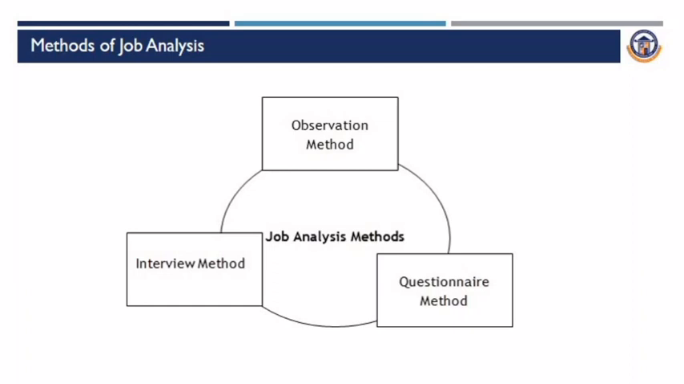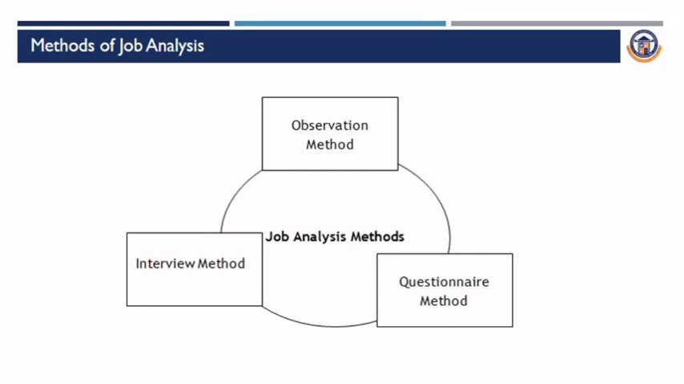Next is the questionnaire method. In this method, a questionnaire will be circulated to the employees and they will be answering particular questions. It can be based on their performance, it can also be based on targets they haven't achieved, or it can be about problems they were facing in their job. Based on these constraints also, we can design a job, that is called job analysis.